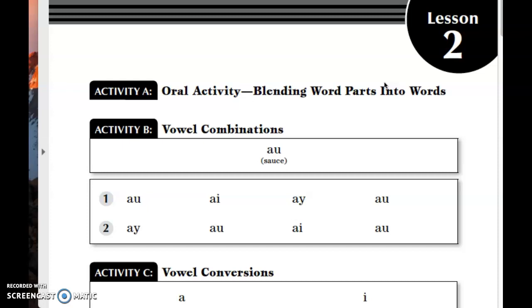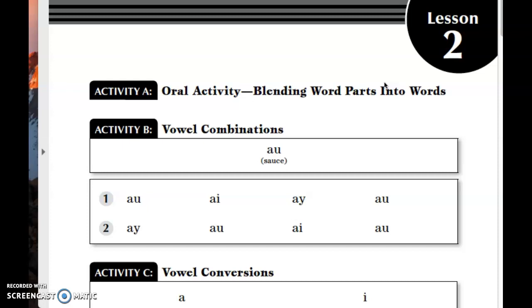Activity A is an oral activity blending words into parts. Listen, I'm going to say the parts of words. You're going to say the whole word. Reconstruct. What word? Reconstruct. I'll say the parts, you say the word. Listen. Maximum. What word? Maximum. I'll say the parts, you say the word. Listen.